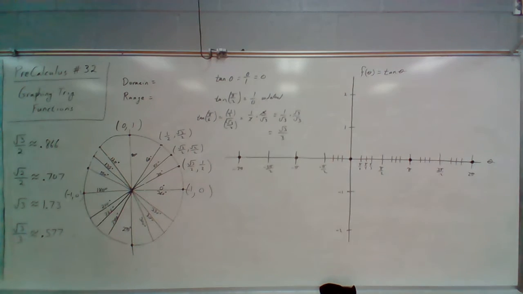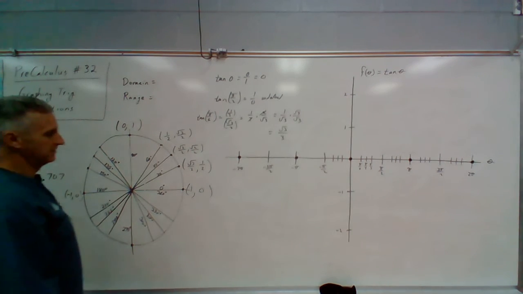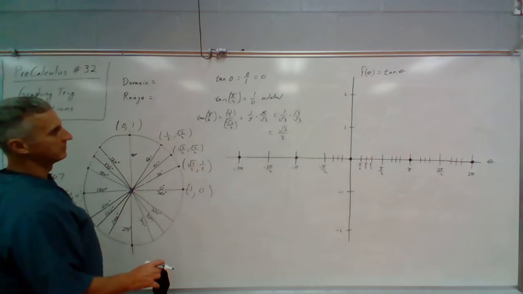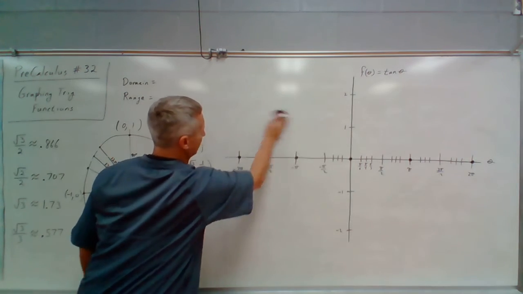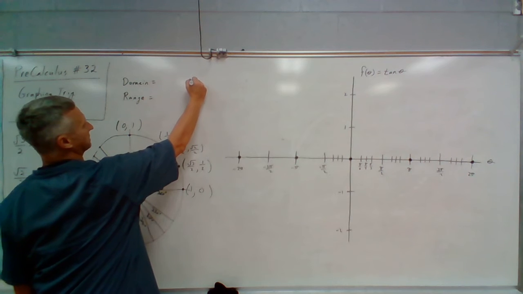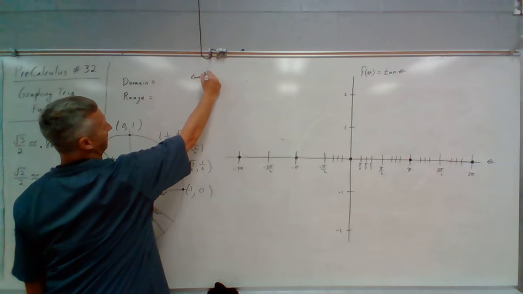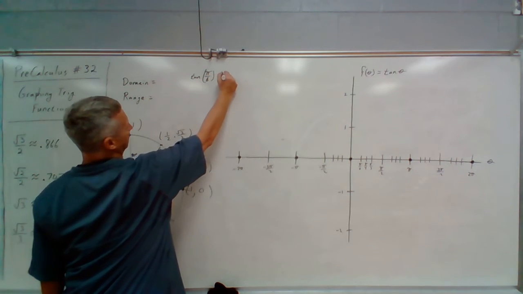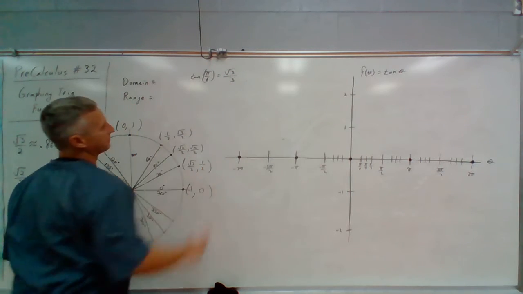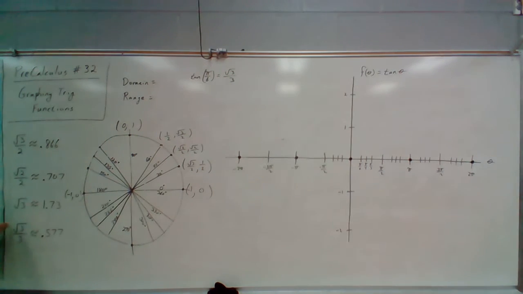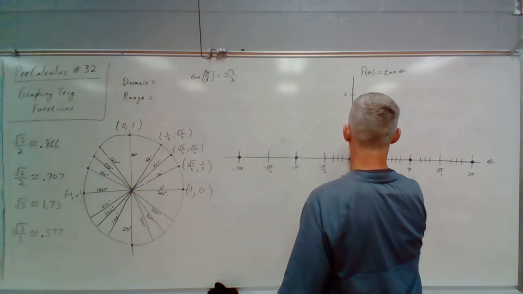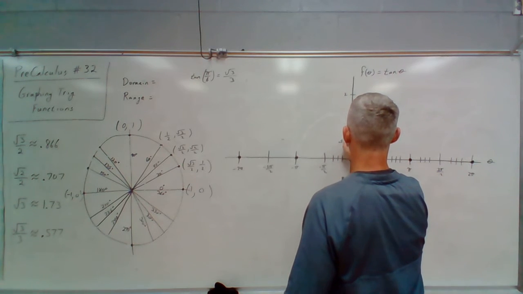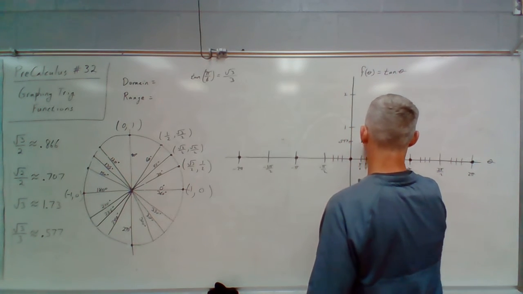Okay, so let's see if we can write that somewhere. All right, so the tangent of pi over 6 is the square root of 3 over 3. Which is about, I asked my calculator this, it's about 0.577. So that would be here, that point.